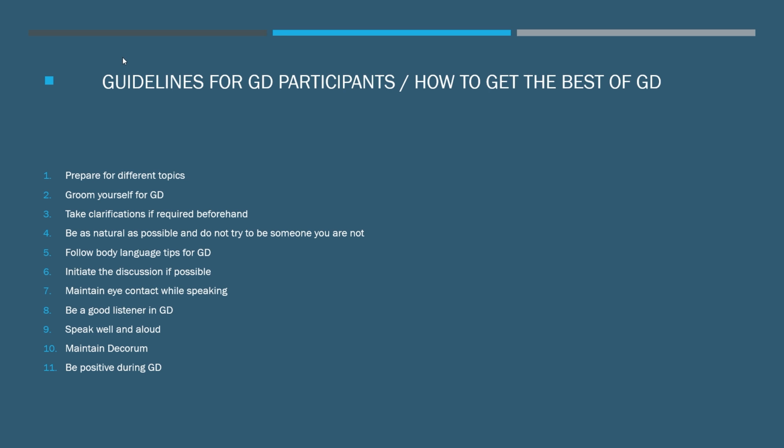10th point, maintain decorum. Unruly behavior is the most undesirable for everyone. So you should always maintain decorum. Next one, be positive during GD. Be positive. It affects us as well as others around us.